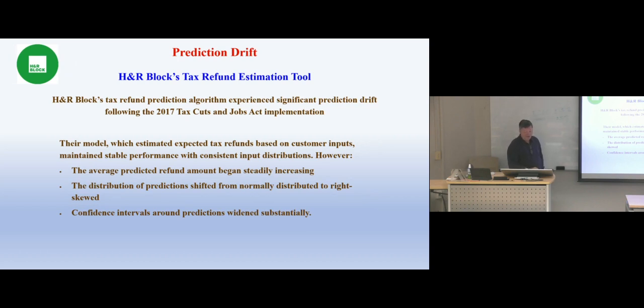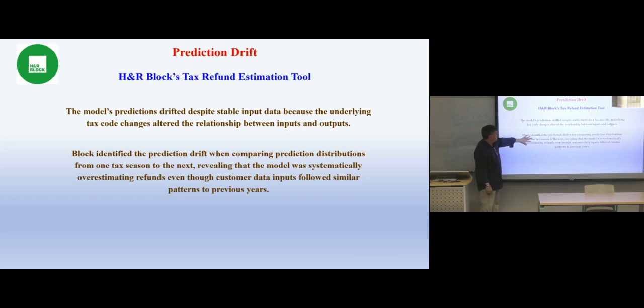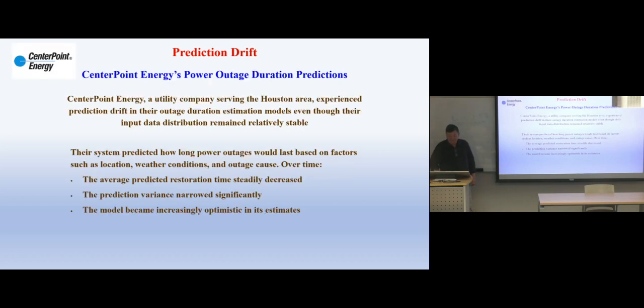H&R Block naturally had their prediction drift. Notice if you get a new law that comes in, it's going to impact what you do if it applies to you. So this model, expected tax returns based on inputs, had stable performance, but the average predicted refund began increasing. It went from normally distributed to right skewed toward higher income levels, and the confidence intervals got bad. And they got wide, which is not good. Now, the tax code change altered the relationship between inputs and outputs. It's concept drift. So they identified their prediction drift when they compared one tax season to the next. Very interesting. They changed their features.